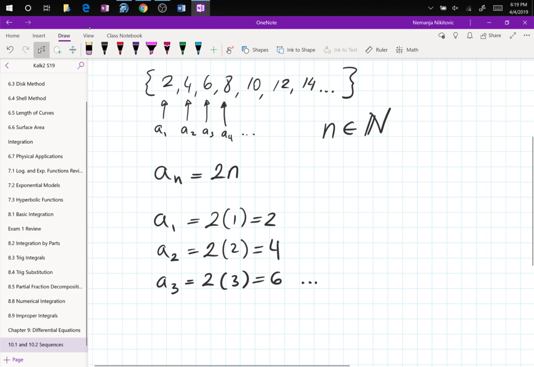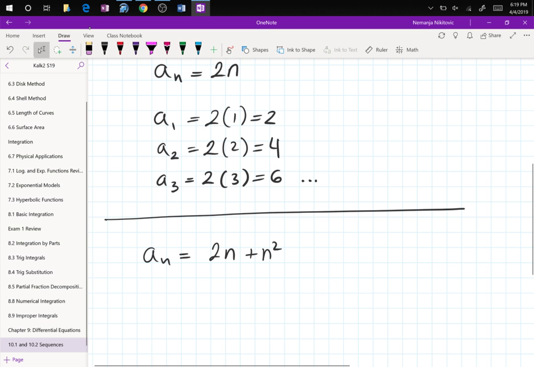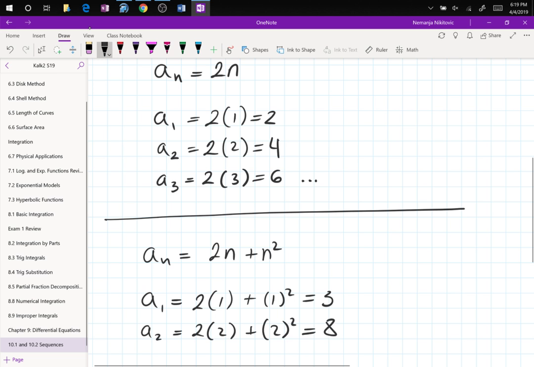Now, you get to come up with a formula that will generate your sequence. You can literally put whatever you want, just make sure your denominator is not 0. So we can come up with a_n equals 2n plus n squared. That's fine. So what's my a1? It's going to be 2 times 1 plus 1 squared, which is 3. a2 is 2 times 2 plus 2 squared, which is 8.